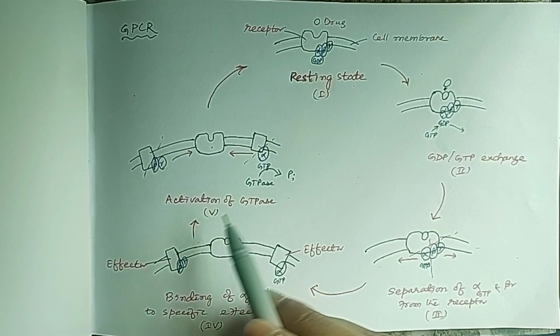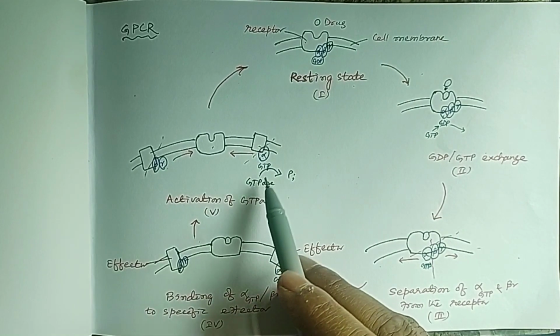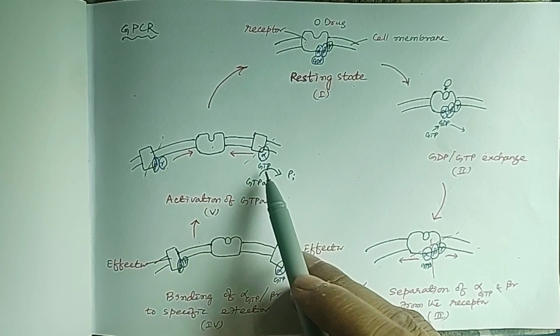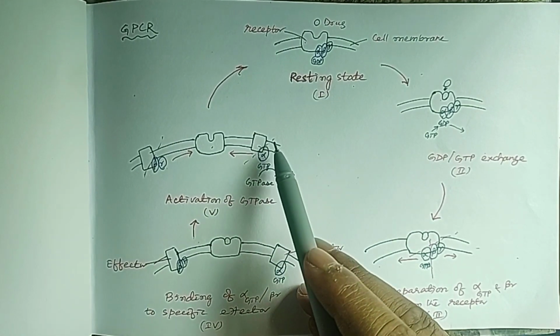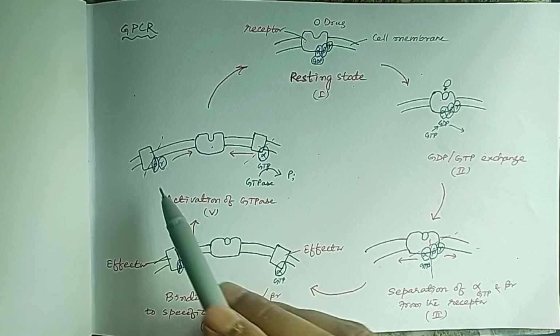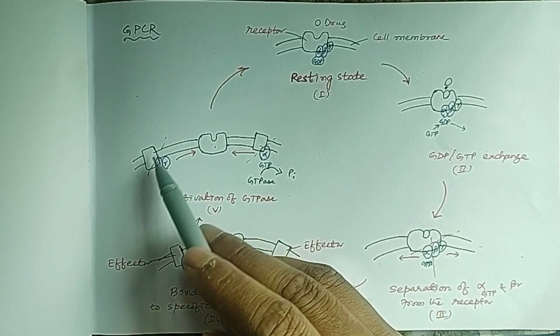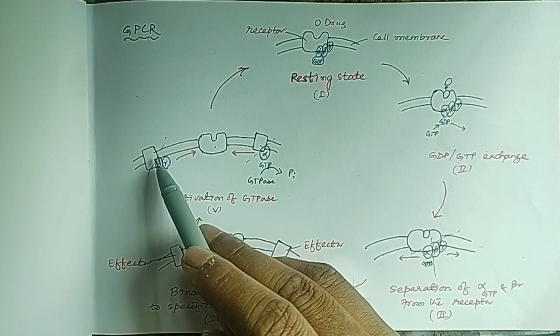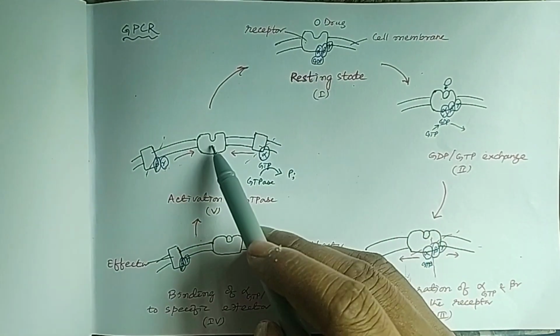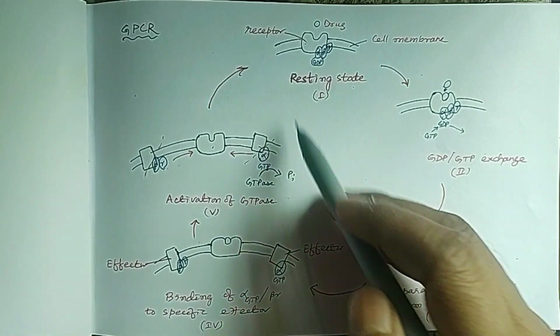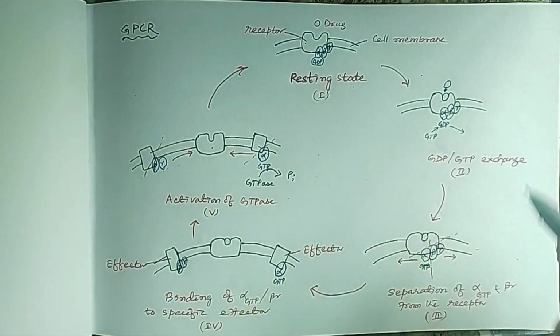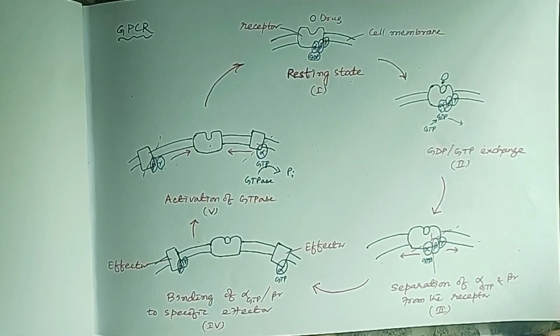After binding, there will be activation of the GTPase, which will dephosphorylate the GTP, and alpha GDP now will get dissociated from the effector. Similarly, beta gamma will also be simultaneously dissociated from its specific effector, and they will return back to the receptor and the resting state will again come back. This is the cycle in which a G protein coupled receptor functions.